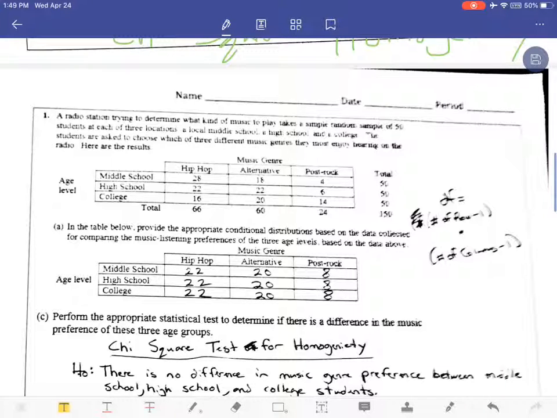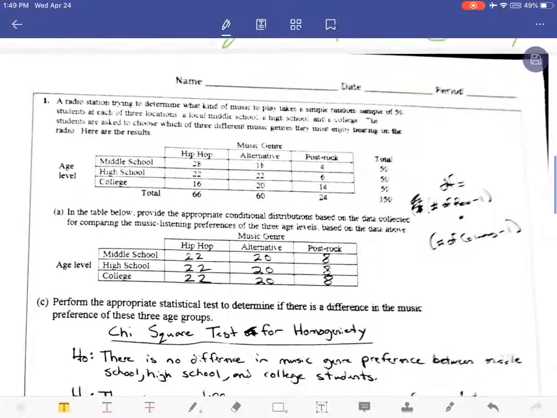Part A is asking us to put the expected values. I'm going to come back to that in a second because that's usually going to be a part of what we include in part of our significance test. So I'll come back and talk to that when we get to our significance test.